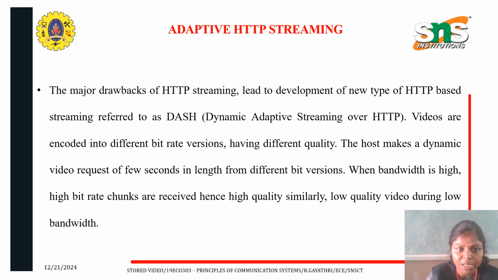Adaptive HTTP streaming. The major drawback of HTTP streaming led to the development of a new type of HTTP-based streaming referred to as dynamic adaptive streaming over HTTP. Videos are encoded into different bitrate versions having different quality. The host makes a dynamic video request of a few seconds in length from different bitrate versions. When the bandwidth is high, high bitrate chunks are received, hence high quality. Similarly, low quality video during the low bandwidth is attained.